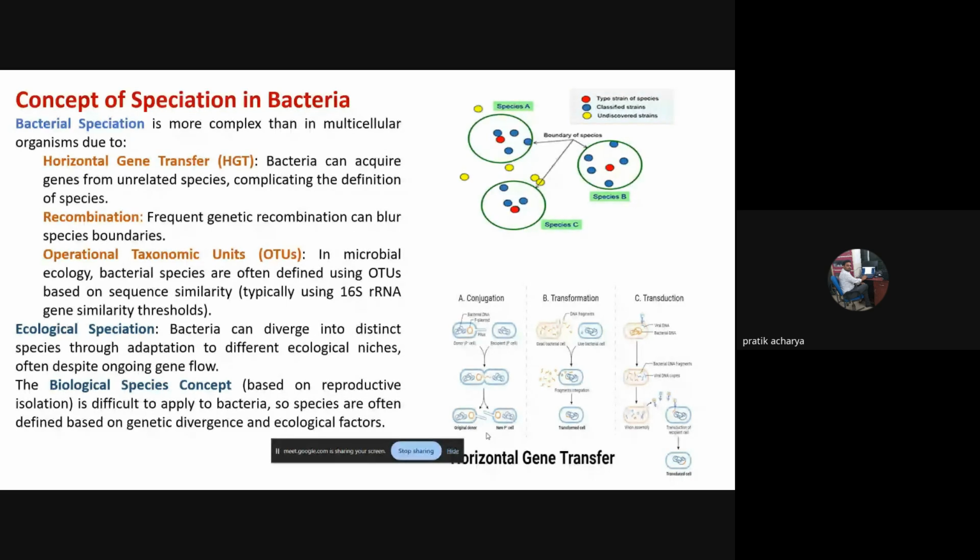Speciation. Speciation means formation of new species. How different species are formed is more complex than in multicellular organisms, because horizontal gene transfer is there.